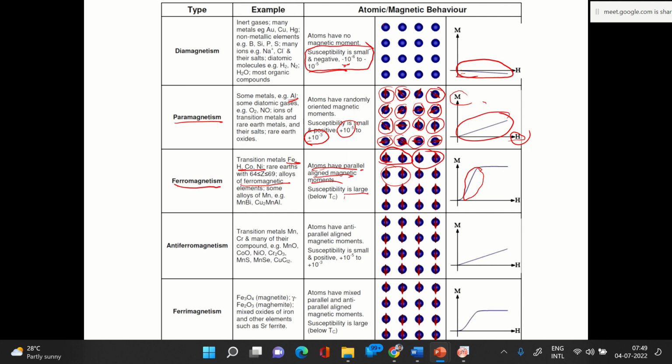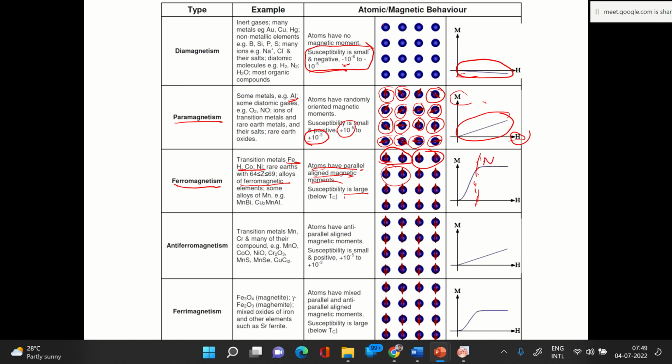Susceptibility is very large. The slope dM/dH is much larger, and you also see that it gets saturated after some point. In paramagnetic, saturation doesn't come here, so for saturation normally a very high magnetic field is needed, which we usually cannot achieve. But in ferromagnetic it rises very quickly and saturates. After this point there is no change in the magnetization.